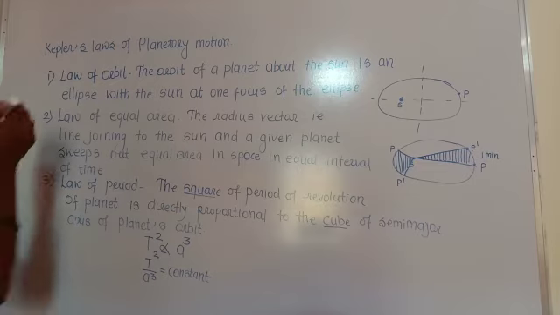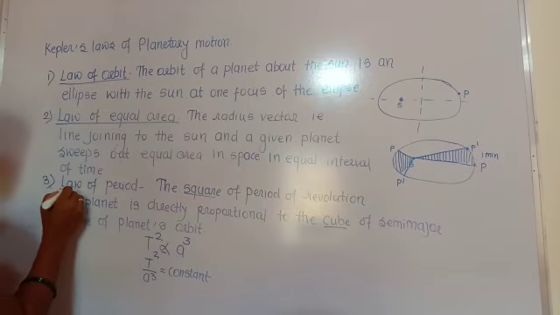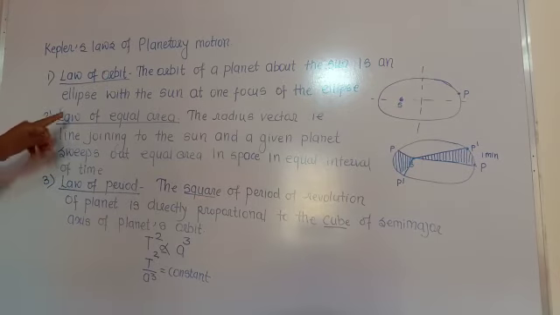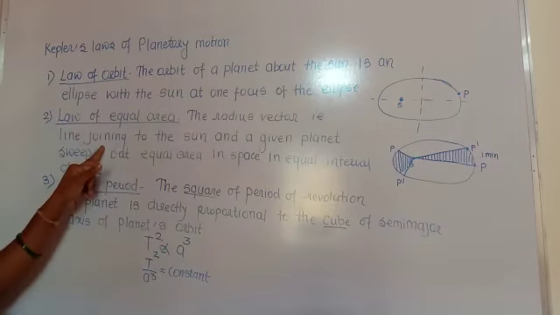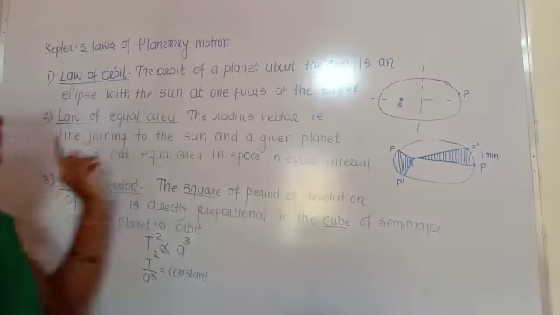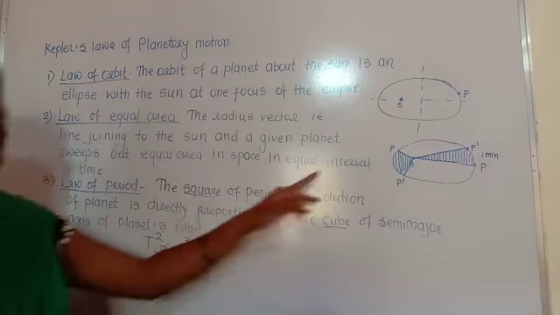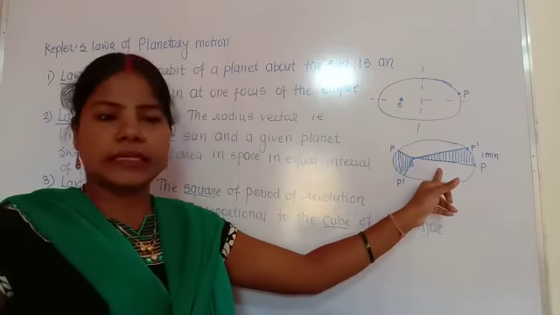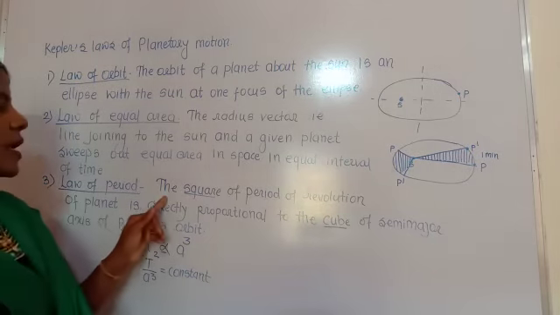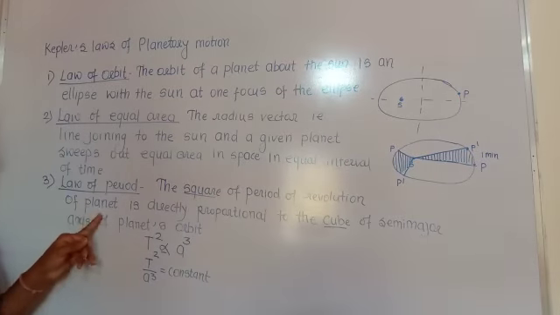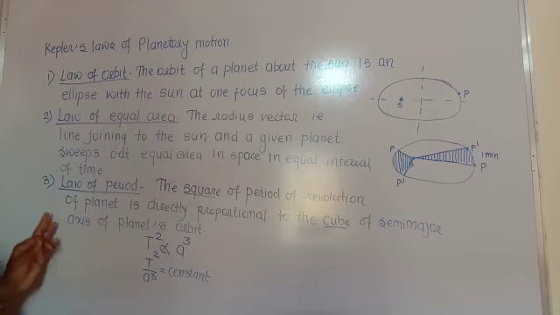First is the law of orbit, second is the law of equal area, and third is the law of period. The second one, the law of equal area: the radius vector, that is the line joining the sun and the given planet, sweeps out equal area in space in equal intervals of time. That is, the areas on the two sides of the sun are the same. Then the third one is the law of period: the square of the period of revolution of the planet is directly proportional to the cube of the semi-major axis of the planet's orbit.